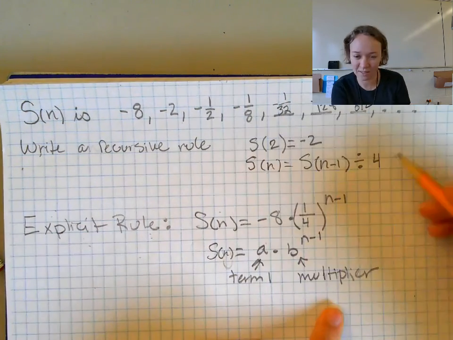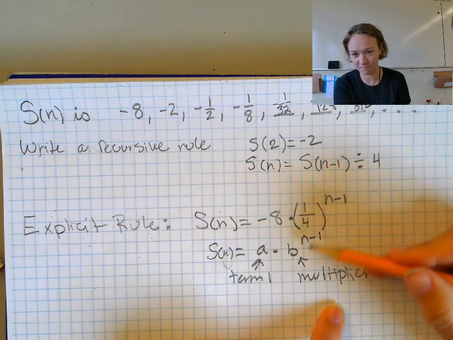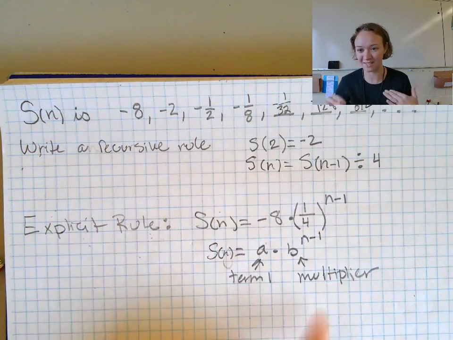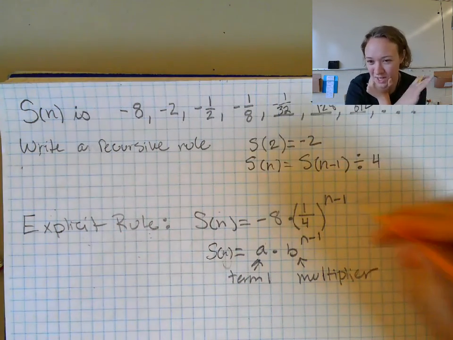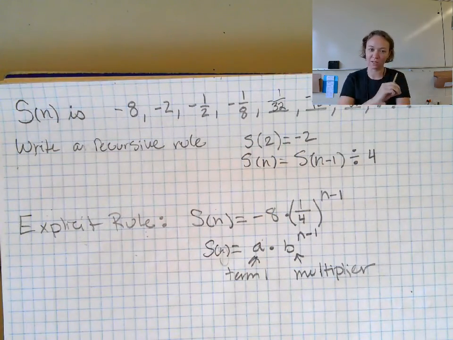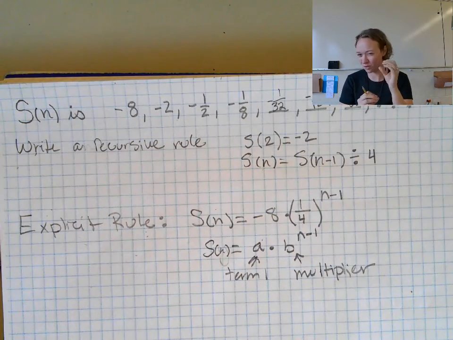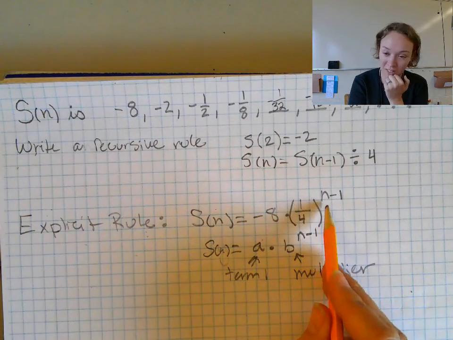And notice that since it was divided by 4, my multiplier is a fraction, because multiplying by 1/4 is the same as dividing by 4. And then it's always, just like in the arithmetic, going to be an n minus 1, because we have to account for the fact that the first term is 1 instead of the first term being 0. And so we could try using that rule.